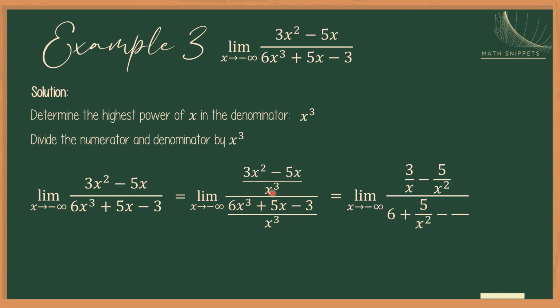x squared over x cubed, we are left with x in the denominator. x over x squared, we have x squared. x over x cubed, we have x squared. x cubed over x cubed, we have 1, so we're left with 6. 5x over x cubed, or x over x cubed, we're left with x squared. 3 over x cubed, we're left with 3 over x squared.